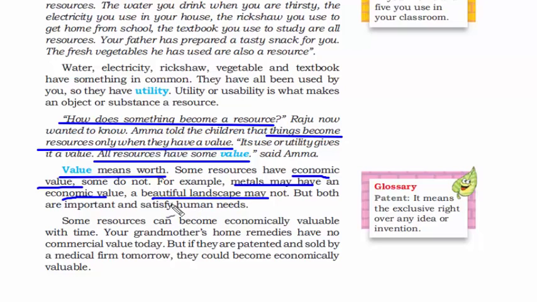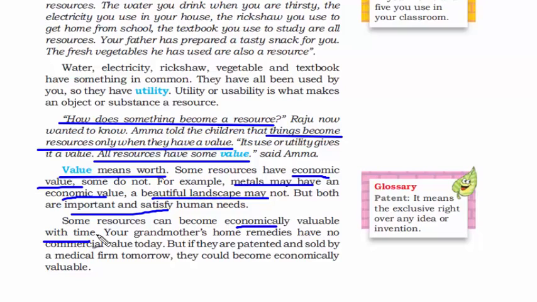On the other hand, when you go out to see a beautiful mountain or a landscape, you don't pay money for it. Of course, you do pay a little bit for the ticket or any entry fee, but that's a different thing. Most of the places you don't pay anything. You just go and enjoy the beauty of the landscape. So that's not of economic value. But if you see, both the metal as well as the landscape are important and satisfy human needs.